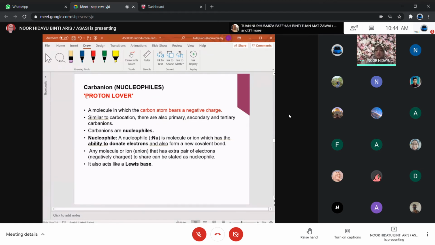It is proton lover. Since carbanion ni are negatively charged. Carbon tu dah dalam bentuk negatif. So dia tak akan pergi cari elektron lagi. Negatif-negatif dia akan repel. So dia kena cari proton. That's why dia adalah proton lover.